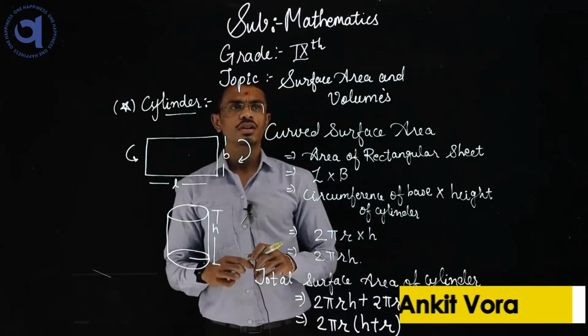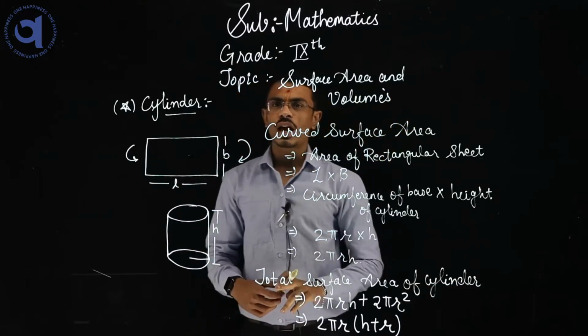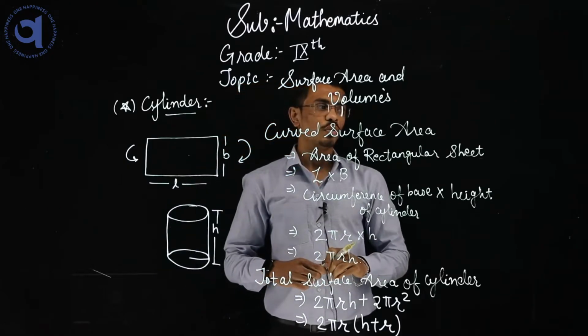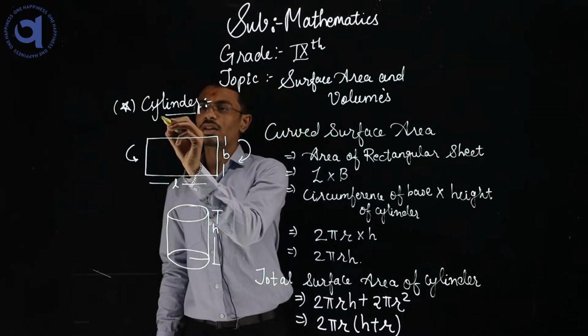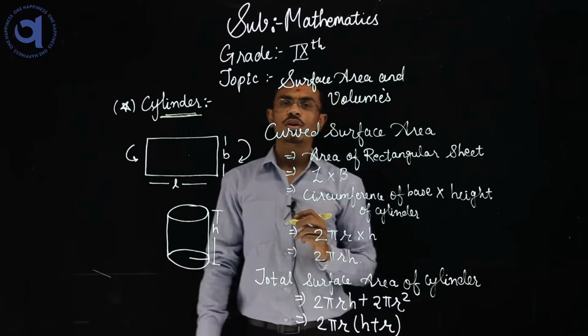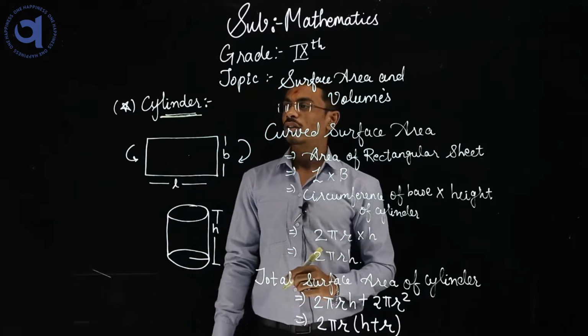Previously we had learned about surface area and volumes. In that we had considered the shapes of cuboids and cubes. Now let us move further with the shape that is the cylinder. Today we are going to learn about the shape related to the cylinder. First of all, let us see the derivation regarding the cylinder.